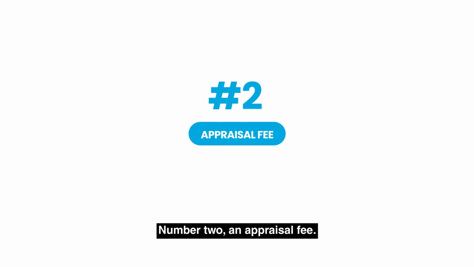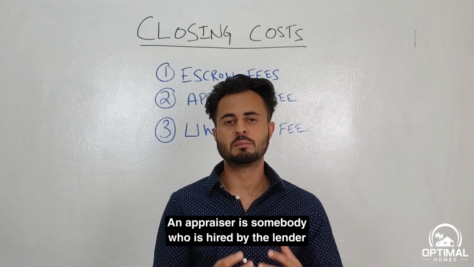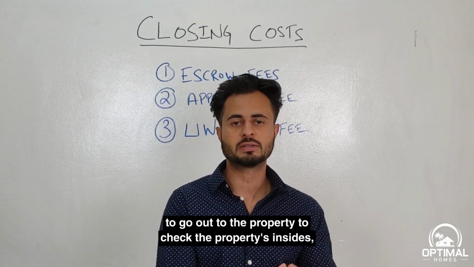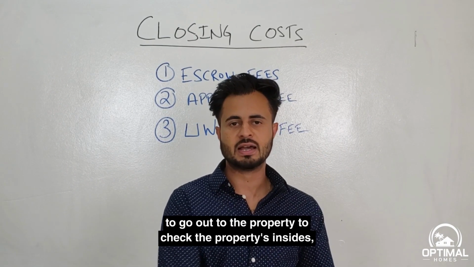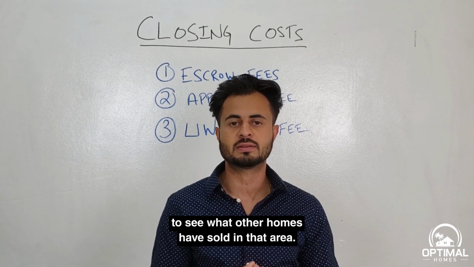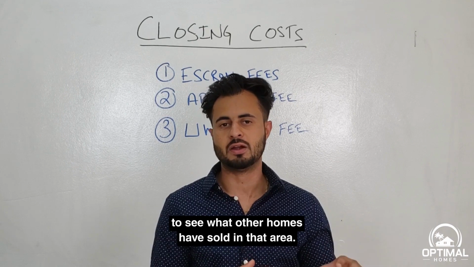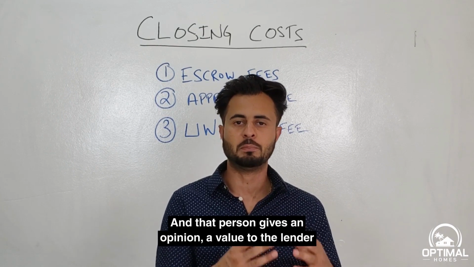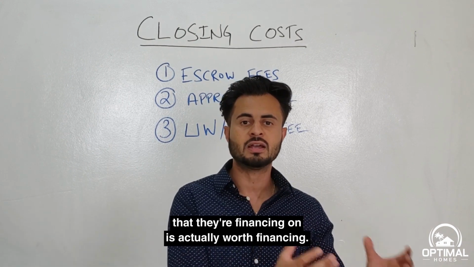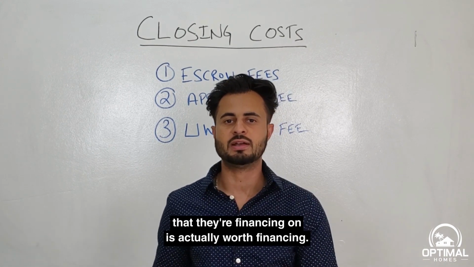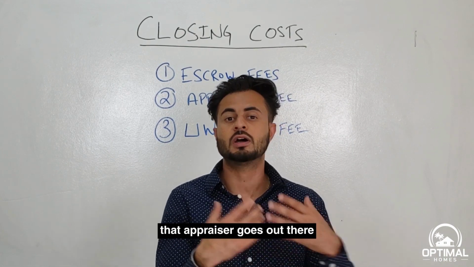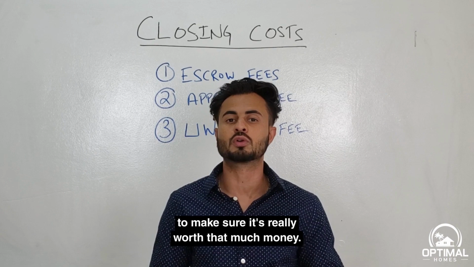Number two, an appraisal fee. An appraiser is somebody who is hired by the lender to go out to the property to check the property's insides, outsides, and pull up data from around the proximity to see what other homes have sold in that area. And that person gives an opinion, a value to the lender that tells the lender that the money they're financing is actually worth financing. So if the purchase transaction says $800,000, the appraiser goes out there to make sure it's really worth that much money.